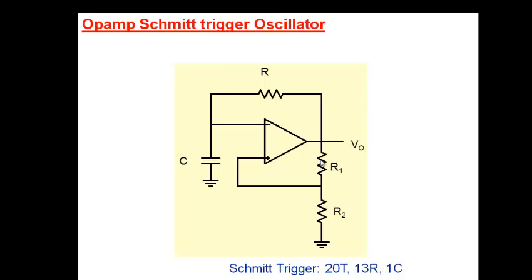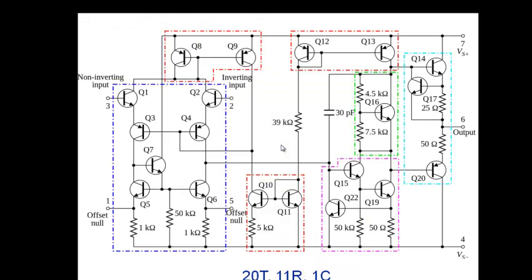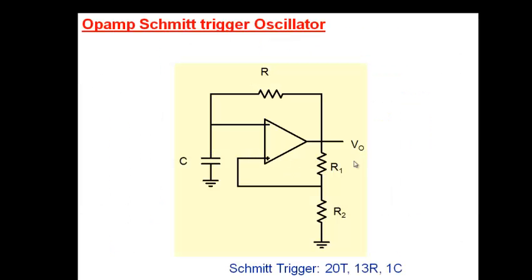But remember, to make it modular, there's a price that you have to pay. The Schmitt trigger that you see here uses an op-amp. The op-amp has 20 transistors, 11 resistors, and 1 capacitor, and you add along with that all the other components here. So now you compare this Schmitt trigger, 20 transistors, 13 resistors, and 1 capacitor, with the Schmitt trigger that we used, 2 resistors and 2 transistors and 5 capacitors here.